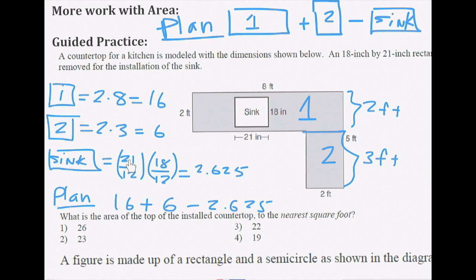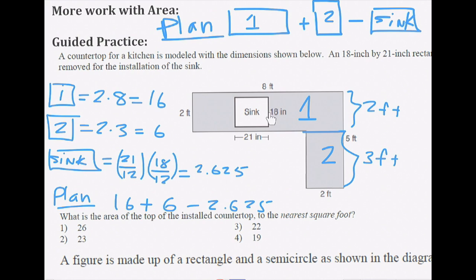If it was 24 inches, how many feet is 24 inches? To find out how many feet 24 inches is, it would be 24 divided by 12, or 2. So if it's 21 inches, how many feet is that worth? It's 21 divided by 12. That might have been a bit tricky. Maybe this 18 inches is a little bit easier to digest.